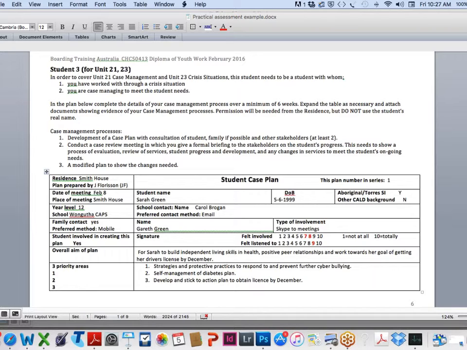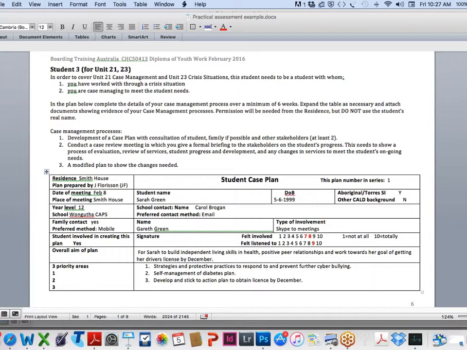So it's also come out in the case plan conversation that I had with Sarah that she's got this strong desire to have her licence by the end of the year when she graduates. You'll see by her age that she's going to be 17.5 by the end of the year, and she wants to have that. So that's a real priority for her.